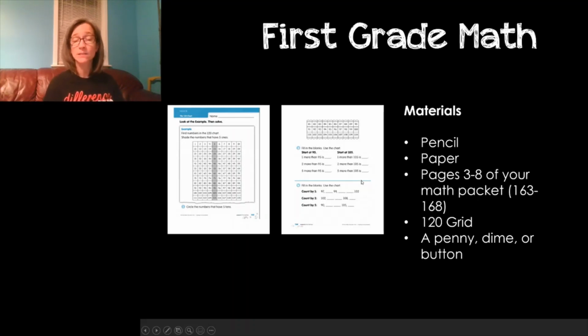Now, if your parents are printing it from the Shelby County Schools website, they will need to print pages 3 through 8 of the packet. So we're going to work on 3 through 8. Even though I've only shown you 2 of the pages here, this is the first page we'll do, and we'll keep going until we get to the page that looks like this.